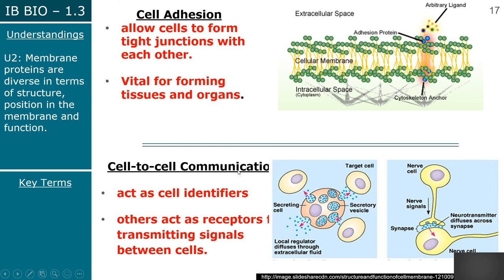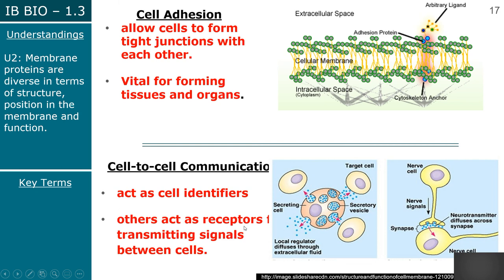The other thing you might have are cell-to-cell communications. These act as cell identifiers. You would have some sort of protein, usually a glycoprotein, that's sticking outside of the cell, and it's like telling other cells, this is what I am. An important part of this is for your immune system. All of your cells in your body have a special identifier on the surface, so that when an immune cell comes along, it doesn't kill it. It's like, oh, you're identifying as self.